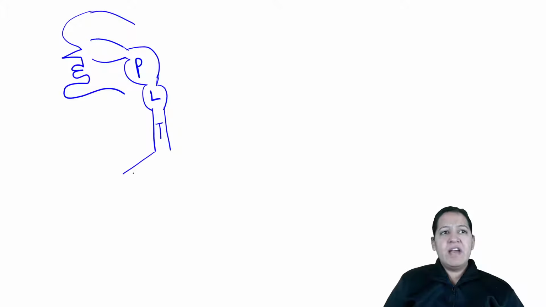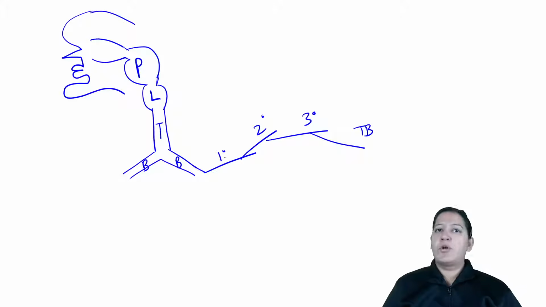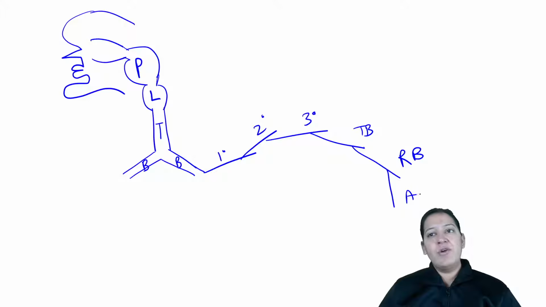This is the trachea. The trachea will divide into two bronchi, the two main bronchi, right and left. Bronchi will divide into bronchioles. The first is the primary bronchiole, then the secondary bronchiole. The secondary bronchiole will give rise to the tertiary bronchiole. The tertiary bronchiole will give rise to the terminal bronchiole, the last bronchiole. From the terminal bronchiole, the respiratory bronchiole arises. From the respiratory bronchiole, multiple alveolar ducts arise. And from the alveolar ducts, the balloon-like structures known as alveolar sacs or alveoli arise.